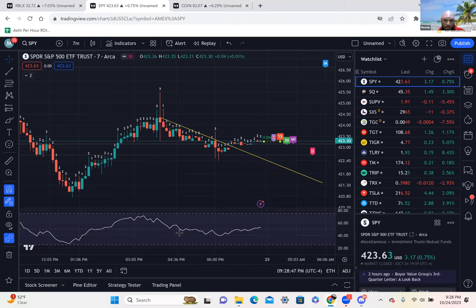Let me go into the chat. Why do you draw it on the body and not the wicks? Because I like trading support and resistance. If I'm using wicks, in my mind, it's like I'm trading supply and demand. I'm trading a rejection, I'm trading a bounce. And for me, it's just better to trade support and resistance, like my style of trading.